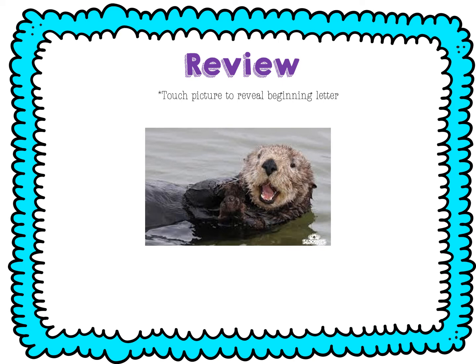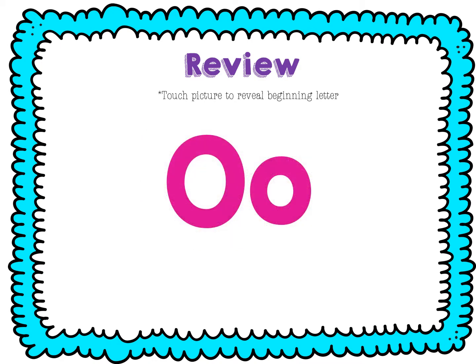We're going to be doing our phonics and phonemic awareness. First, we're going to be reviewing all the letters and sounds that we have really focused on. So we're going to chop the beginning sound, and I want you to call out the letter that you hear at the beginning. This is an otter. Chop it. Otter. What letter says ah? Oh.